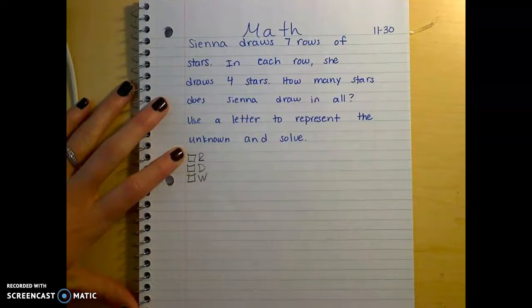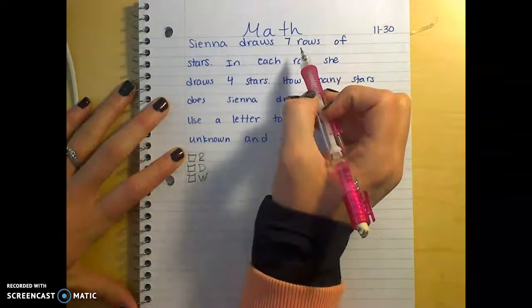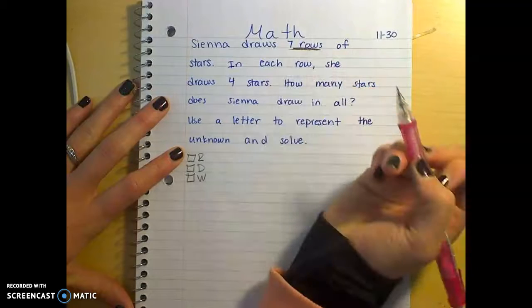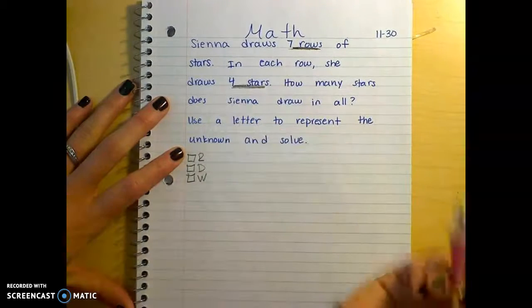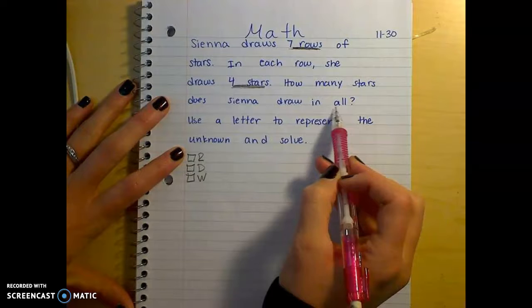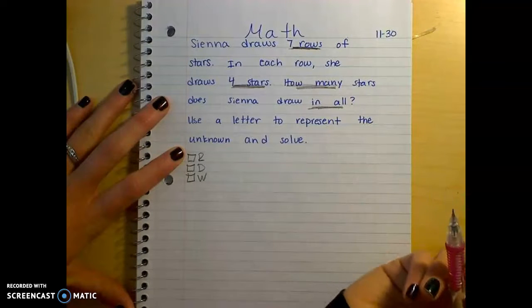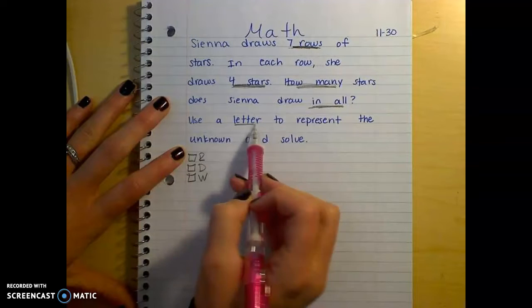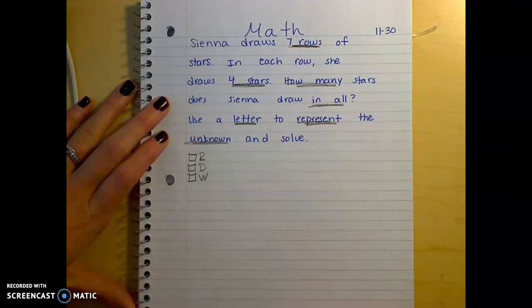Now I'm going to read it like a mathematician. So I'm going to underline the important information. You can highlight if you want. 7 rows of stars. In each row, she draws 4 stars. How many stars does Sienna draw in all? I'm going to underline how many and in all. Use a letter to represent the unknown and solve.